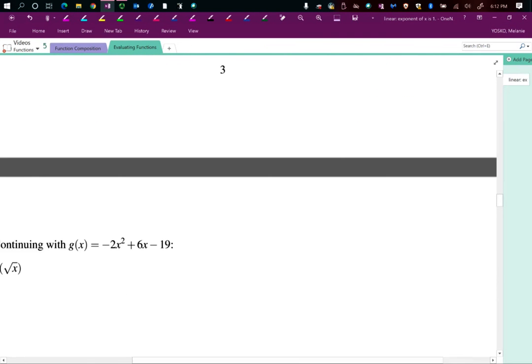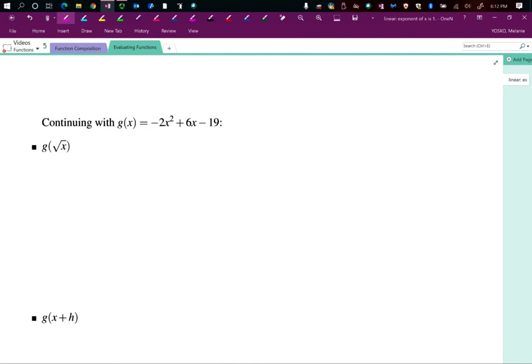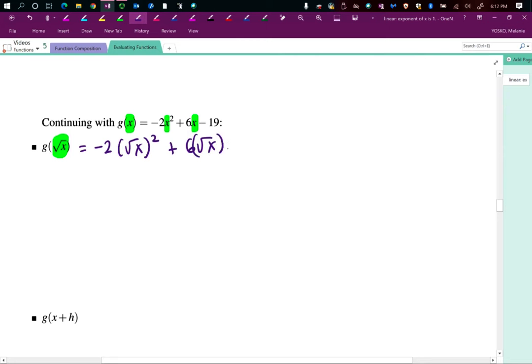Now let's try a few more that are a little more interesting. We've replaced this x with the square root of x. So we better replace this x and this x also with the square root of x. So this is negative 2 times the square root of x squared plus 6 times the square root of x minus 19. Well, square root of x squared, these are inverse processes, taking a square root and squaring something. So we end up with negative 2x plus 6 times the square root of x minus 19. And that is as far as you can simplify.